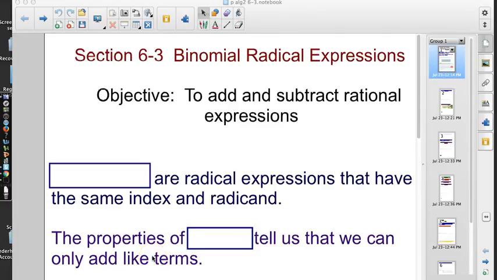Binomial radical expressions are the objective. We want to add and subtract radical expressions. So, like I said, we did need to know how to multiply these first before we could get to the part where we can add and subtract radical expressions.